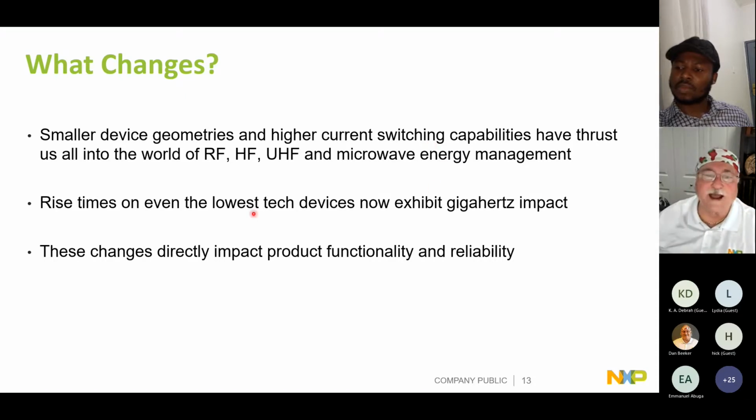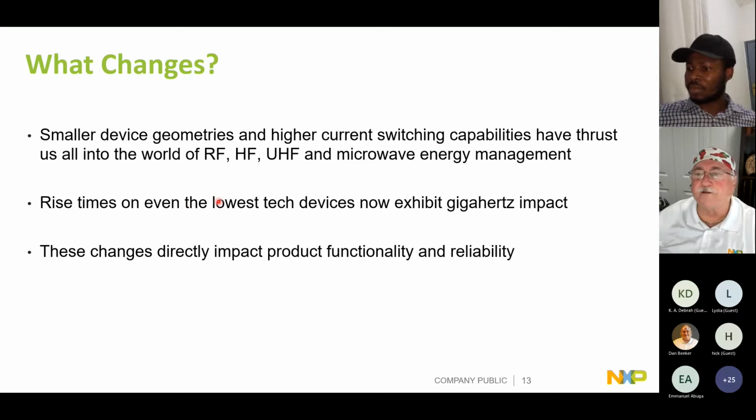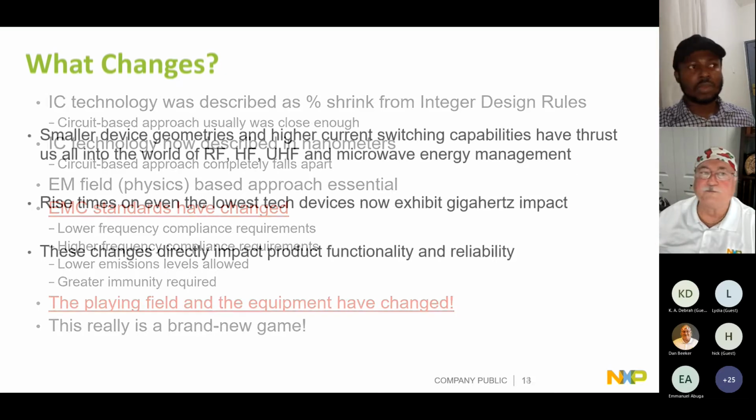So no matter what, now even the smallest micro that you can buy is probably in 55 nanometers. So it's switching in many, many gigahertz. And things are now pretty much all RF. And these changes, this reduction in geometry, is what's really driving the failures of our systems.